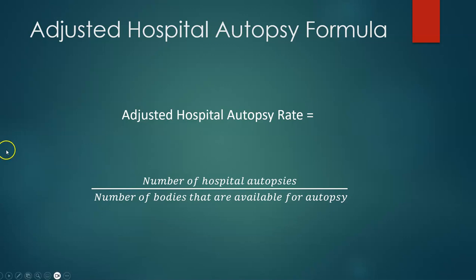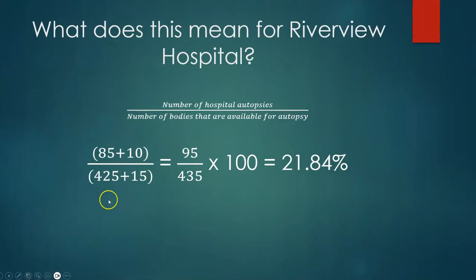Lastly, we'll be considering the adjusted hospital autopsy formula. So this formula is the number of hospital autopsies over the number of bodies that are available for autopsy. So here for Riverview Hospital, you'll remember that there were 85 inpatient autopsies plus 10 autopsies on patients that died in the outpatient and ED departments over the number of deaths, which was 425 inpatient deaths and 15 outpatient and ED department deaths. This gives us a calculation of 21.84%.